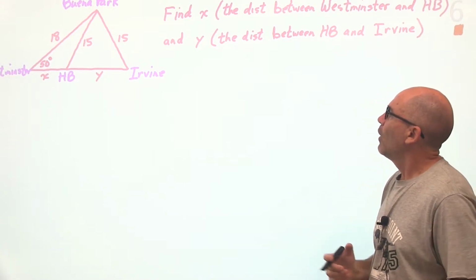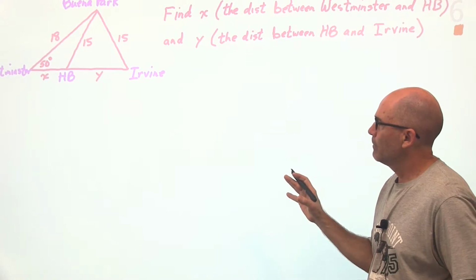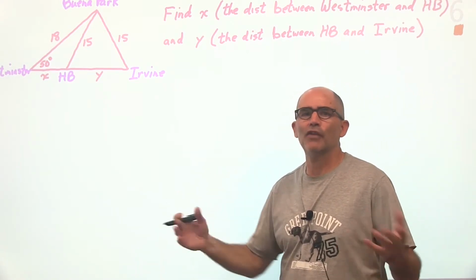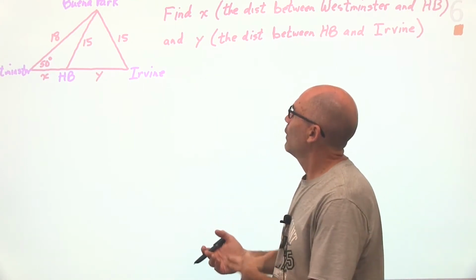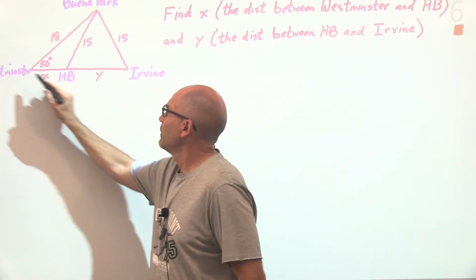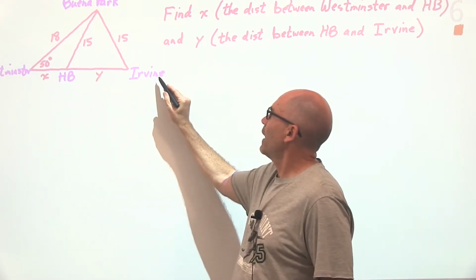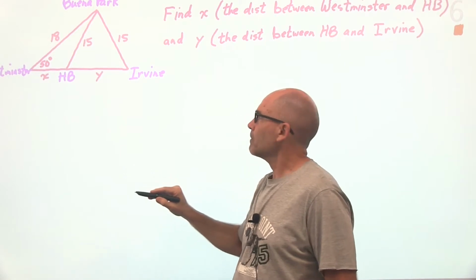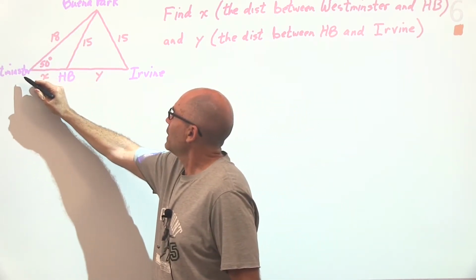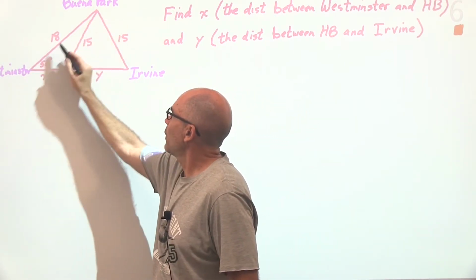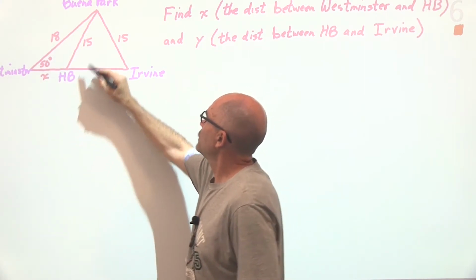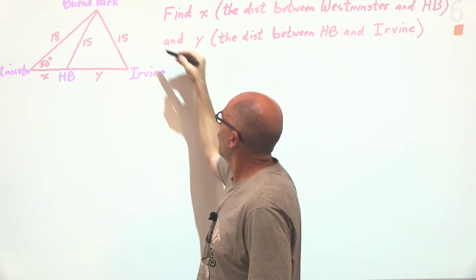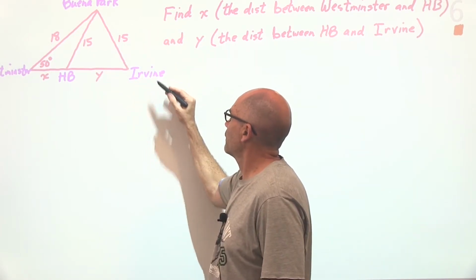Hold on. Let's try one more example problem, and then we'll be done with this section. So, we have a map here, and this is a purely fictitious map. I just made this stuff up right off the top of my head. So, we've got Westminster, Huntington Beach, and Irvine. And then we've got Buena Park up here. Now, Westminster is 18 miles from Buena Park. Huntington Beach is 15 miles from Buena Park. And Irvine is also 15 miles from Buena Park.